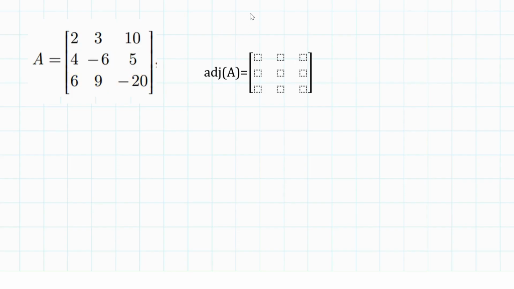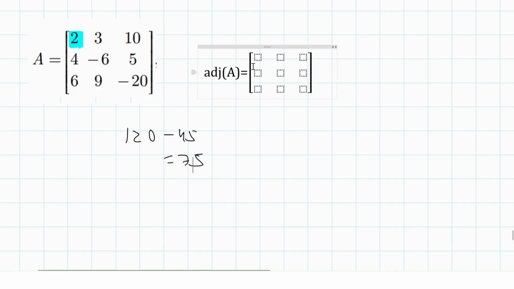And at the same time, let's say first, if I find the cofactor of 2. So what is the cofactor of 2? It should be this multiplied by this. So that comes out to be how much? 120 minus 45. That is equal to 75. So I'll be writing 75 here.